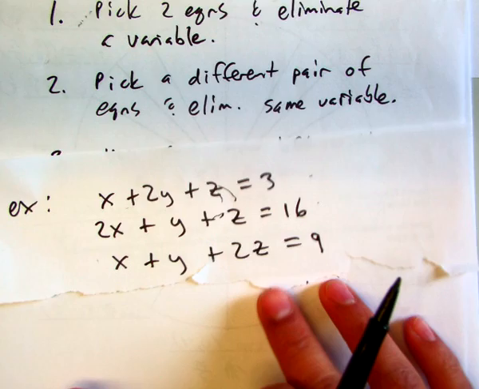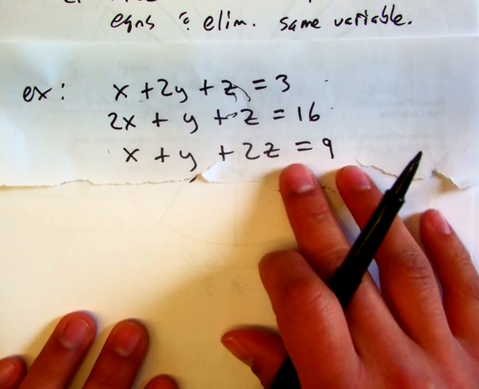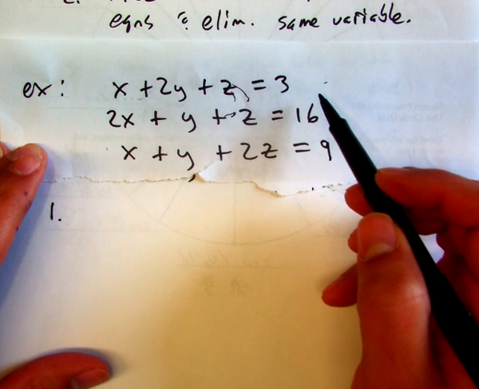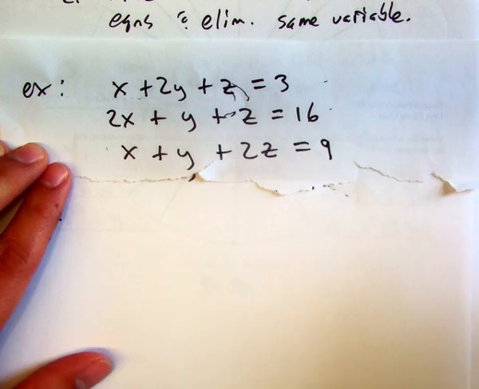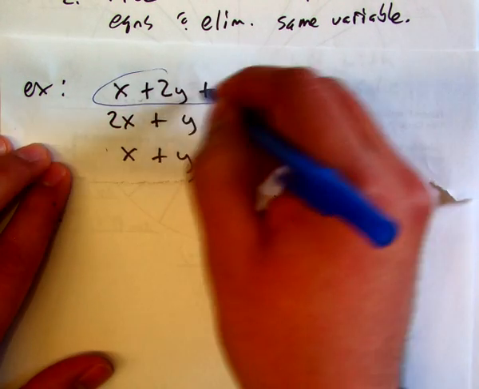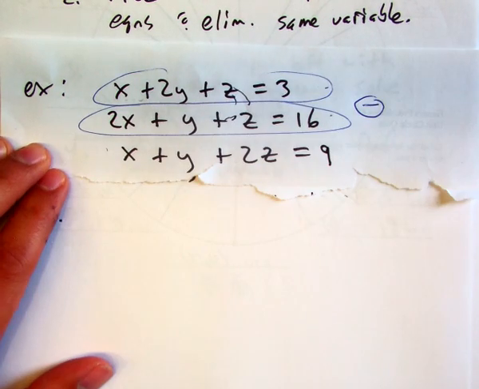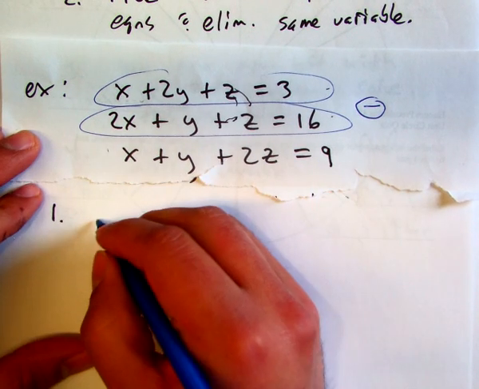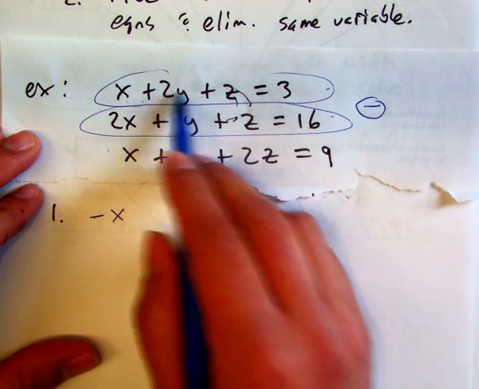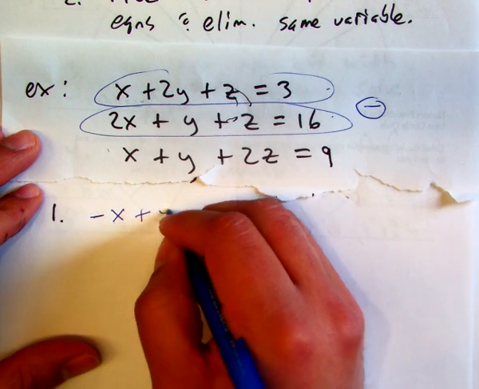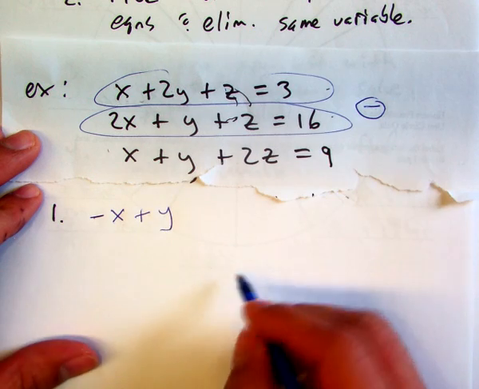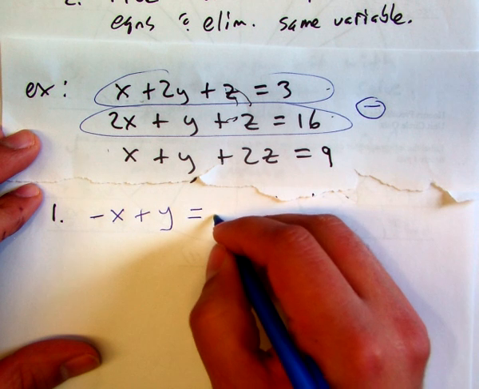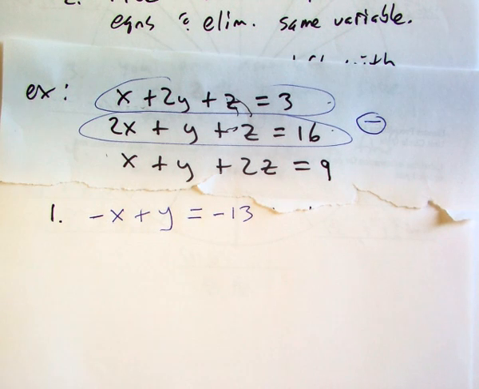All right, so here's the system we were looking at. Let's do what we said we were going to do the first time. We said we could cancel out the z's right away, right? And all I would have to do is look at this equation and this one and subtract the 2. What do I get when I do that? Well, x minus 2x is negative x. 2y minus y is just positive y. z minus z goes away. And then 3 minus 16 is negative 13. Does that first move make sense?